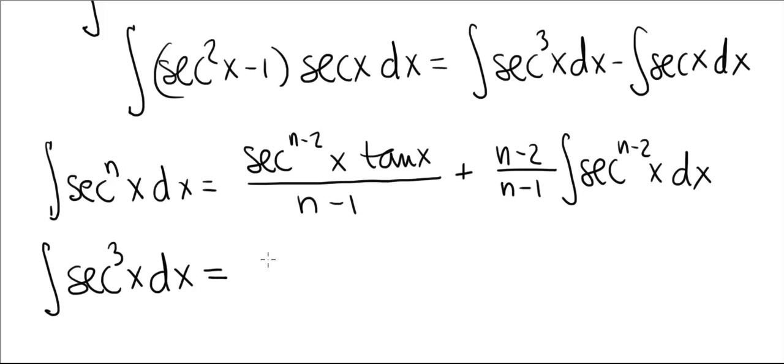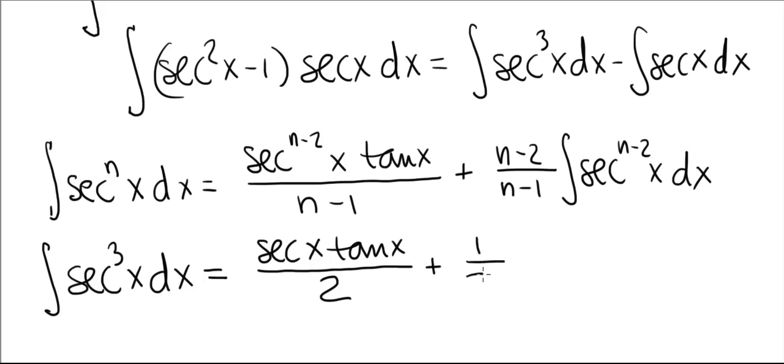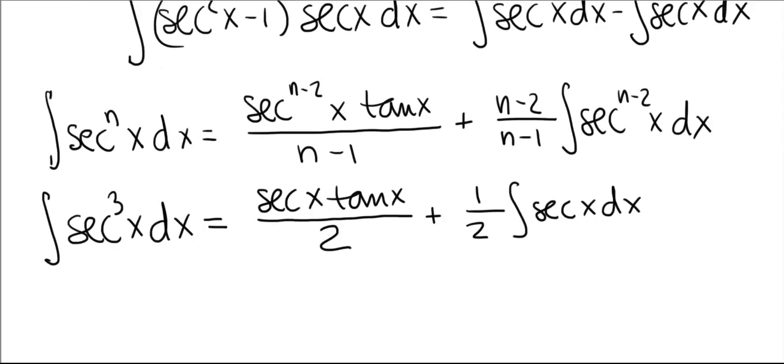So secant cubed exactly fits the formula with n equal to 3. Replacing every n on the right with 3, we have secant to the 3 minus 2 power, that's 1, so secant x tangent x, 3 minus 1 is 2, so divided by 2, plus 1 over 2 times the integral, 3 minus 2 is 1, the integral of secant x dx. Now we know how to integrate secant. Let's return to our original problem.